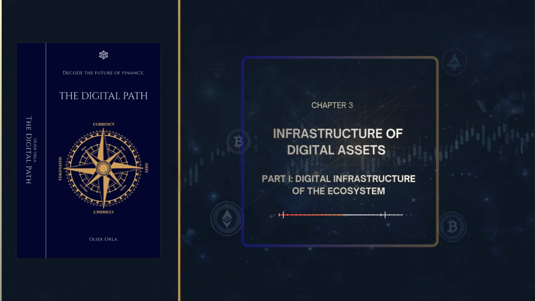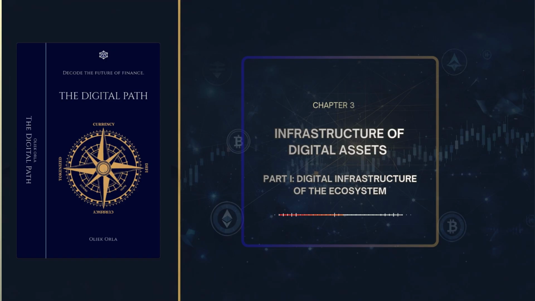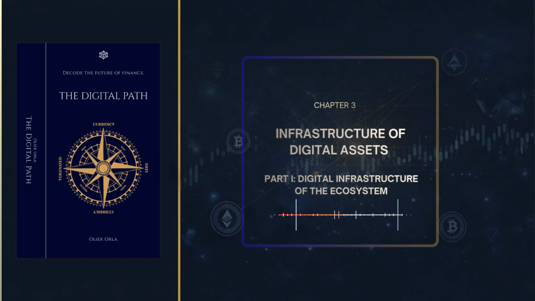Imagine a blockchain as a multi-story digital building. Its foundation is already in place. We've explored blockchain, cryptocurrencies, tokens, NFTs, and the key mechanisms behind how they work. But on top of this foundation, a much more complex structure is built, a fully developed ecosystem of digital assets. This ecosystem consists of multiple layers, each serving its own role.